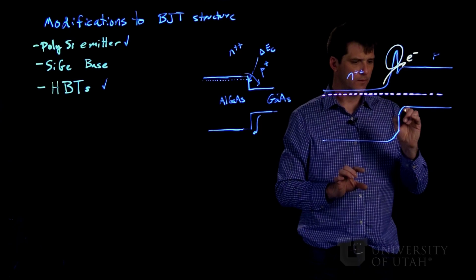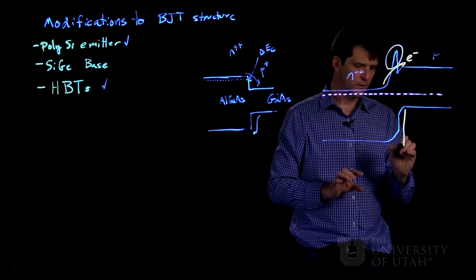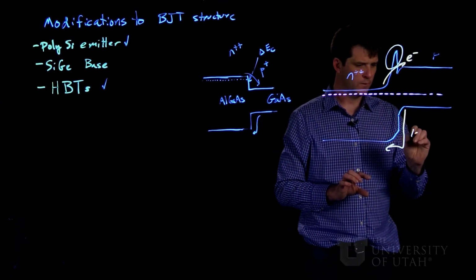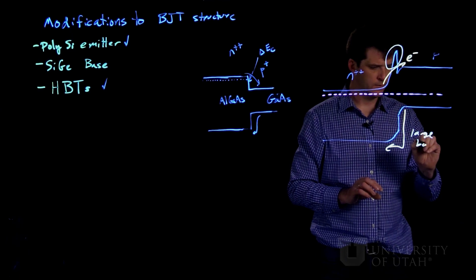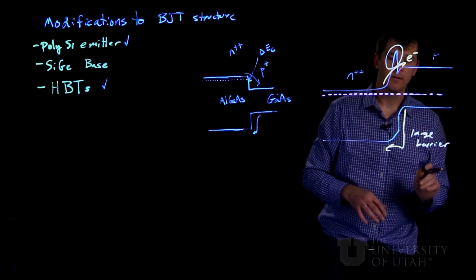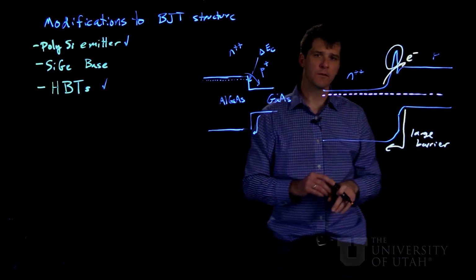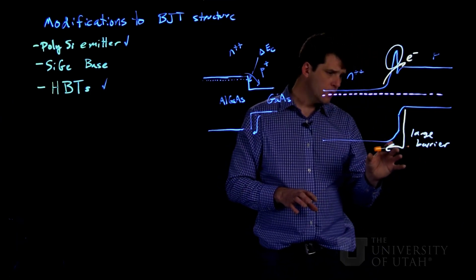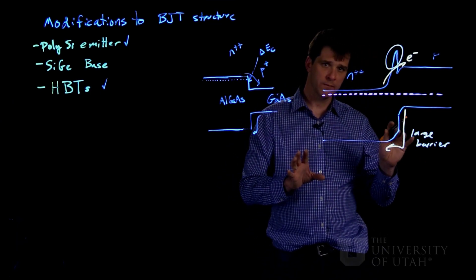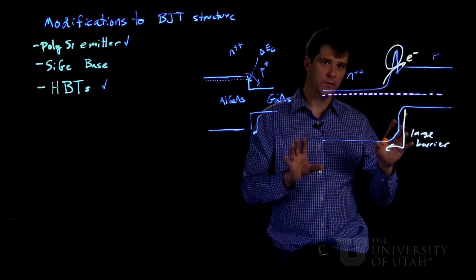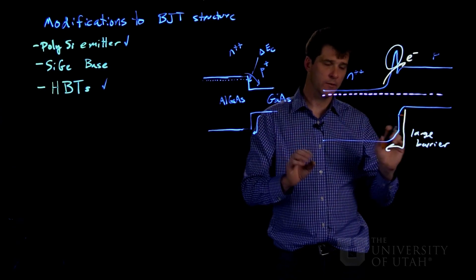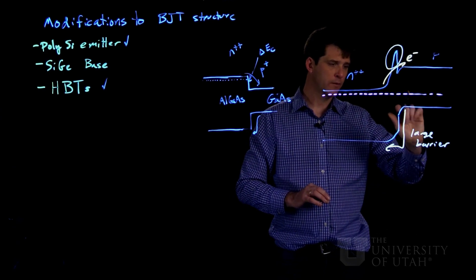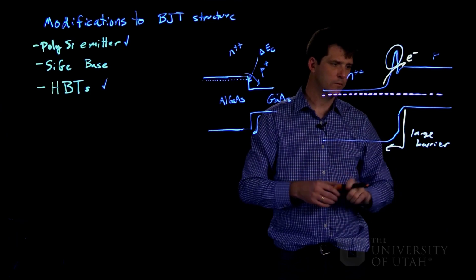Now on this side, the main point though is that holes face a large barrier. And because they face such a large barrier, it means that the back injection efficiency is greatly reduced, and in fact exponentially by this valence band offset.